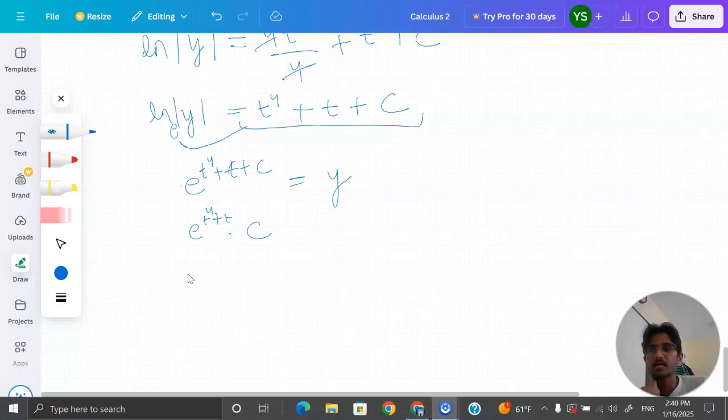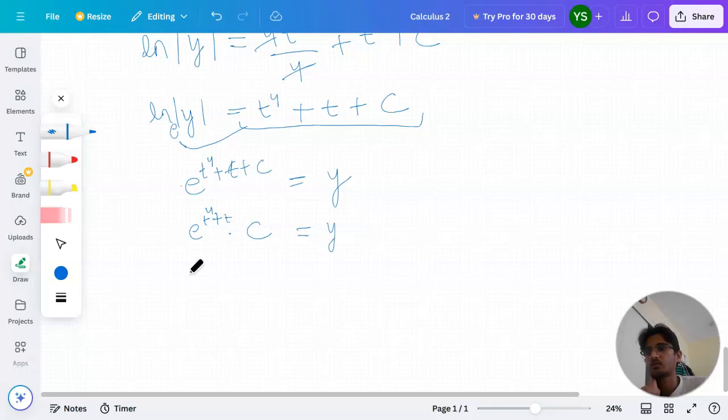This was here, we were adding, here we could just bring it down, okay? And we were multiplying it over here. So we could also write this down as C e to the t to the fourth plus t equals y. Okay, so this is our general solution, guys. Now we've got to find a particular solution.